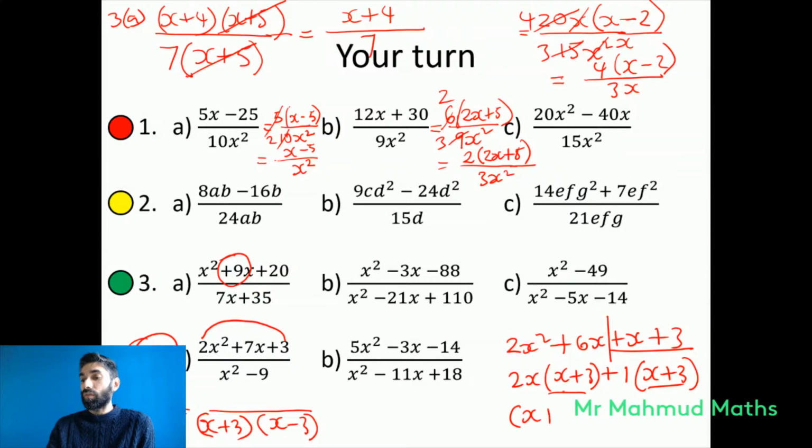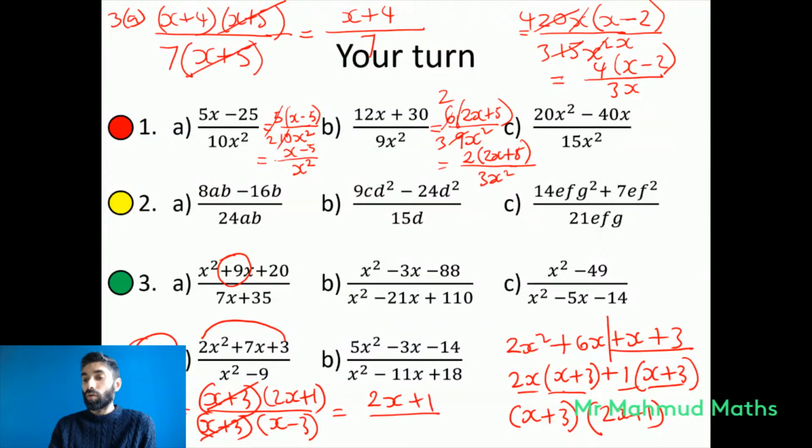So now let's write down the common factor, which is x plus 3, and anything remaining in a separate bracket, which is 2x plus 1, these two. Now I've factorized this, so let's write down the answer, x plus 3, and then 2x plus 1. Now let's cancel the like terms, like expressions. X plus 3 cancels out with x plus 3, and we're left with just 2x plus 1 over x minus 3. And that's our answer.